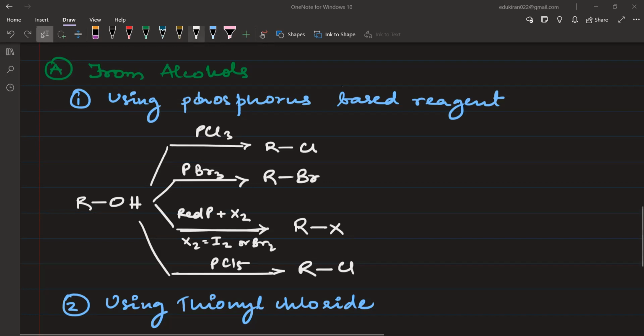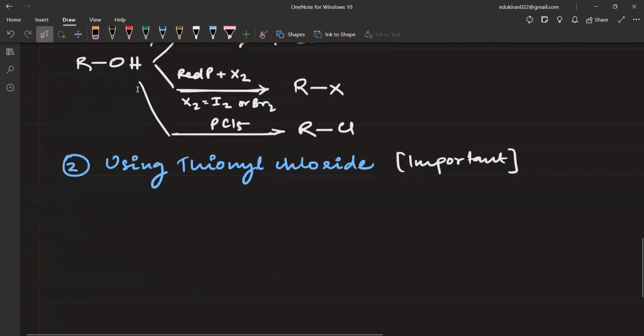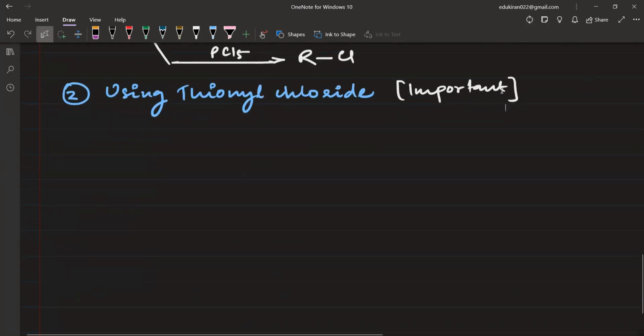And this thionyl chloride one is important, okay? Questions, they come from this part. Done? Ahmed, Sarah? Yes, sir. Okay, right here.